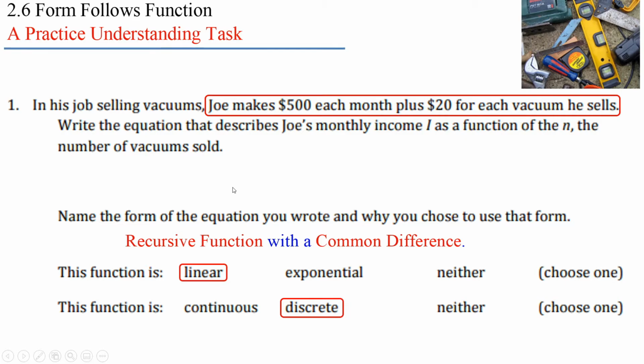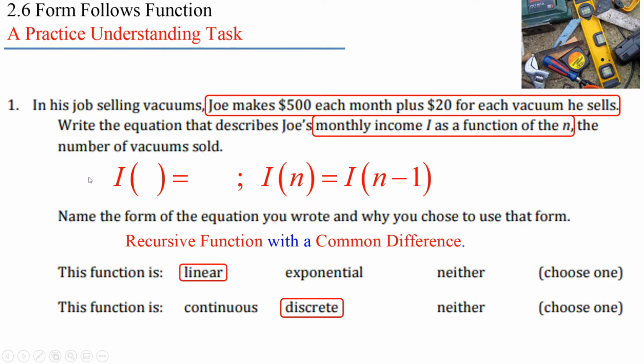In a recursive formula, I have to start with my initial condition in function notation. So that's going to be I of 0, because if Joe sells 0 vacuums, he's only going to make that $500. And then the recursion equation right here, I of n equals I of n minus 1. And what's the pattern of change? Well, for every vacuum sold, he gets plus $20 more. Put a plus 20 right there. And there's our model. I of 0 equals 500, and I of n equals I of n minus 1 plus 20.